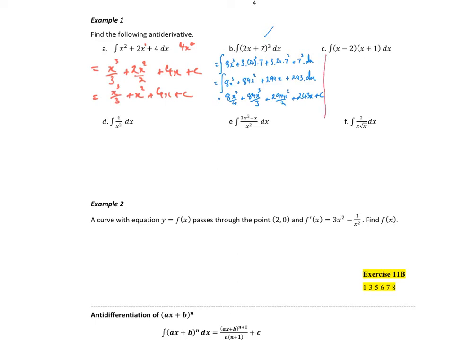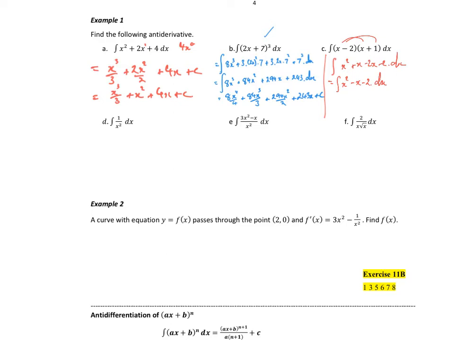Something like C, again, we're going to need to expand the brackets. There is no product rule or chain rule or anything like that for us in integration. So x times x is x squared, x times 1 is x, negative 2 times x is minus 2x, negative 2 times 1 is minus 2, all with respect to x. That's equal to the integral of x squared minus x minus 2 dx.